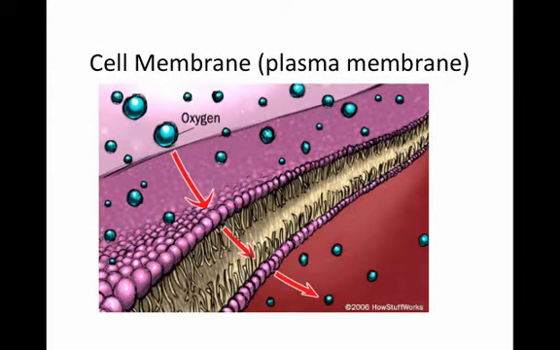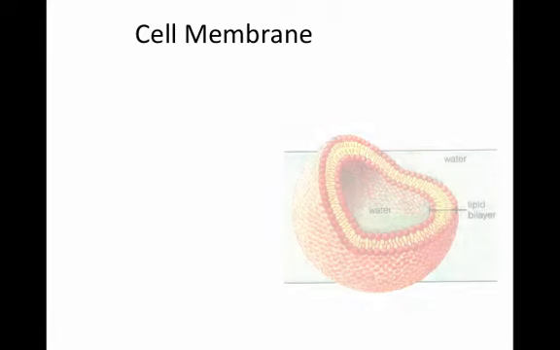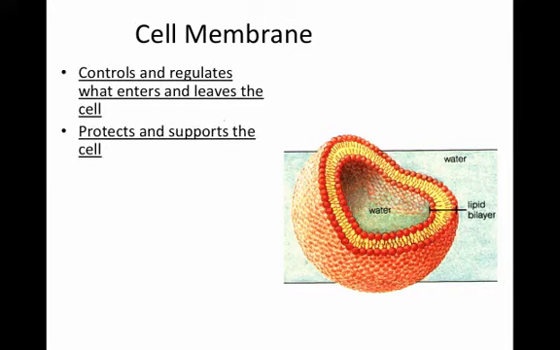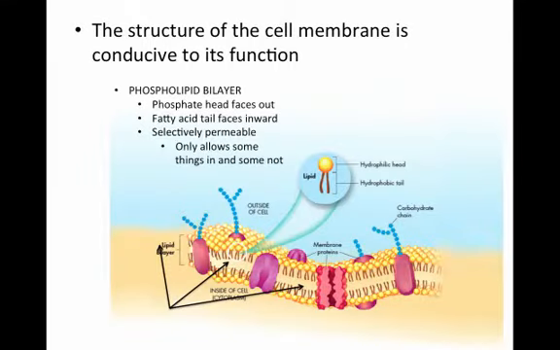The cell membrane, also called the plasma membrane, is a lipid bilayer embedded with various different kinds of proteins, and it regulates and controls what goes in and out of the cell. The structure of the cell membrane, as I said, is conducive to its function. The phospholipid bilayer is two layers of phospholipids. A phospholipid contains a water-loving head and two water-repelling tails.